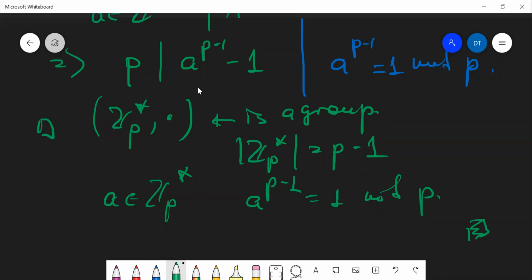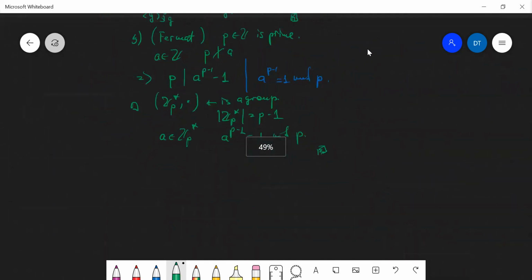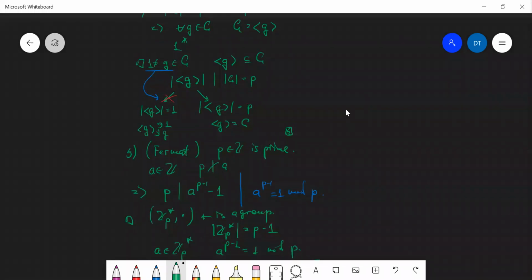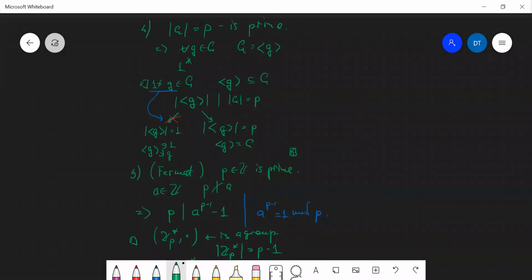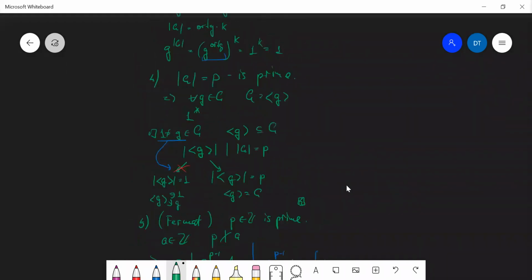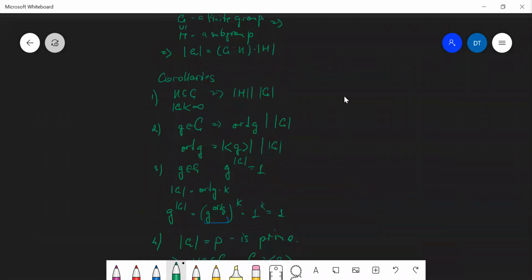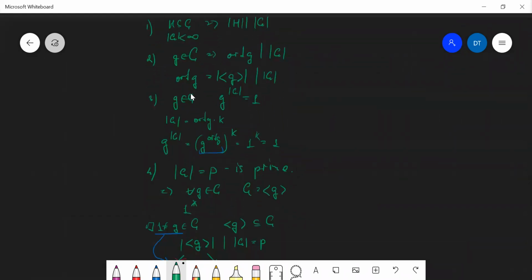Okay, so these are 5 corollaries from the Lagrange theorem. Could you repeat the third corollary? The third corollary is this. If we have a finite group and we have an element from this finite group, then if you raise this element to the order of the group, you will get the neutral element, the identity element. And here is how to prove this.